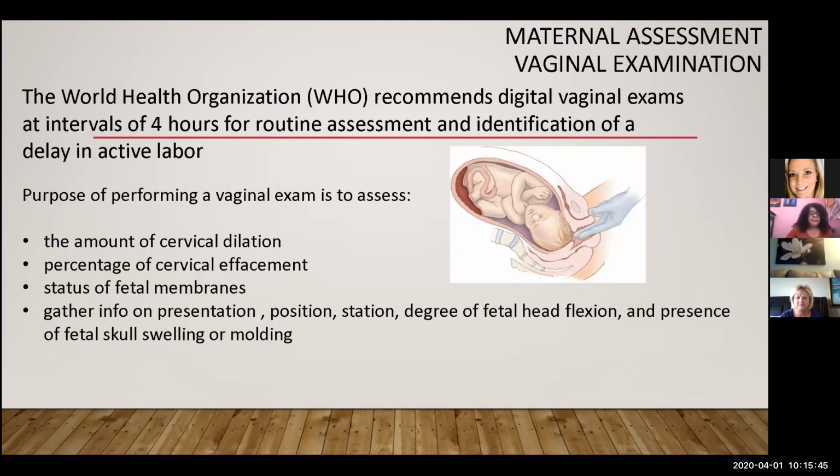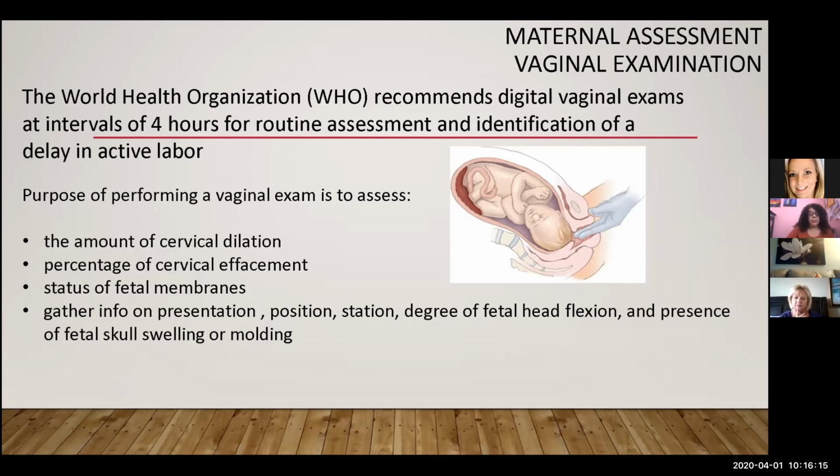So how do we perform this exam? I'm going to go ahead and describe to you how it's done, but again, this is definitely a skill that is worked upon. The examiner inserts the index and middle fingers into the vaginal introitus, and you can see that here on your slide. The cervix is palpated to assess dilation, effacement, and position.